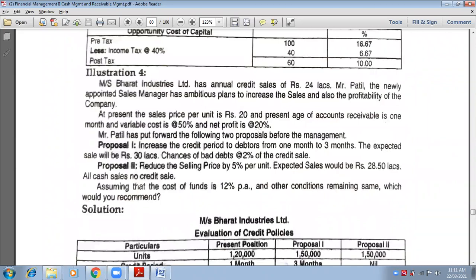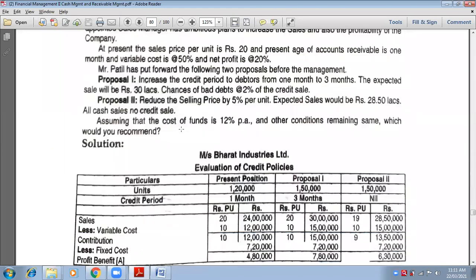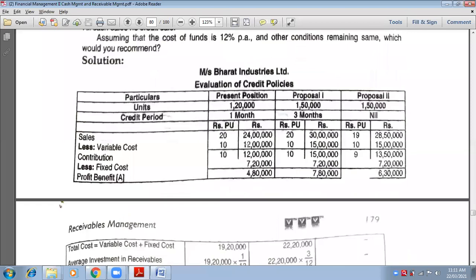What was given? Net profit is 20% on sales. This was given in case 1, the present policy. It was information related to the present policy. Variable cost is 50%, which you apply only in the present case. Variable cost is 24 lakhs into 50%, which is 12 lakhs. Now 12 lakhs divided by 120 will give you 10 per unit. This 10 per unit will be the same everywhere, and you multiply with the number of units: 10 into 150 in proposal 1, and 10 into 150 in proposal 2.